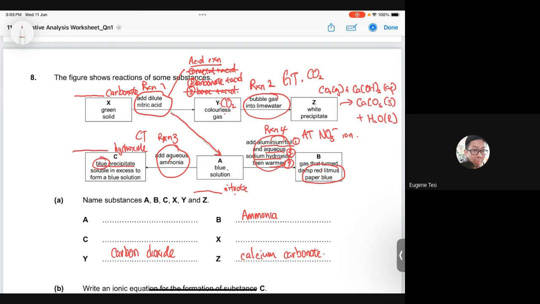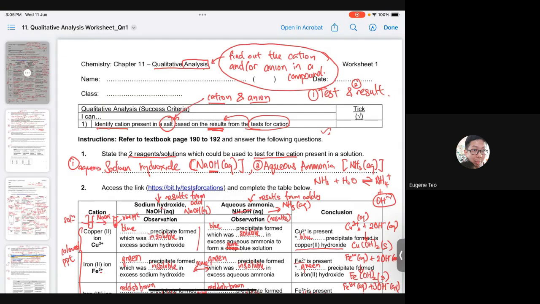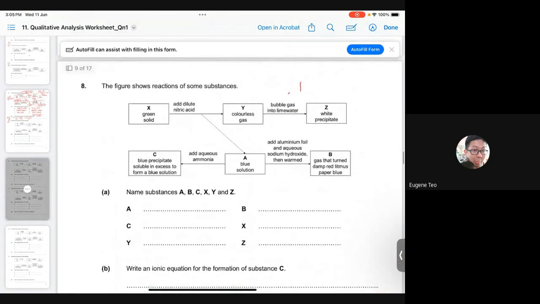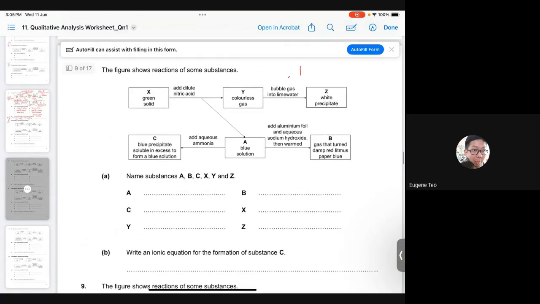Blue precipitate tells you that it is actually, oh, sorry, what happened? Oops, sorry, I hope it didn't erase the thing. Oh no, I realized it erased the thing. Okay, sorry guys, anyway, I'll just fill in the things. Just now the things will be recorded inside the video.